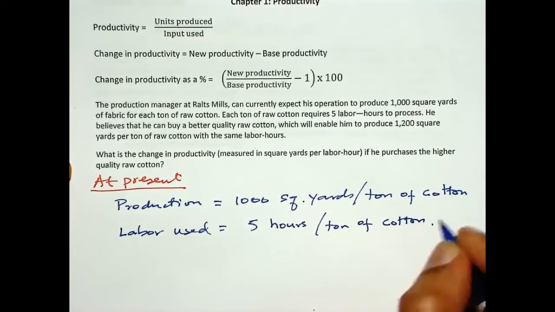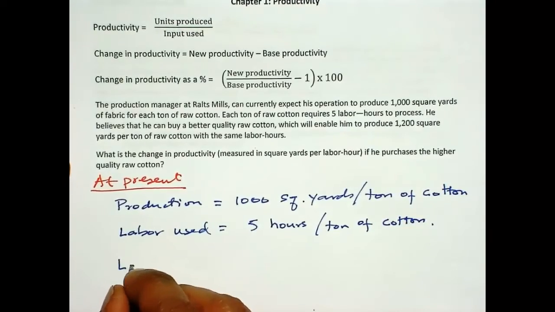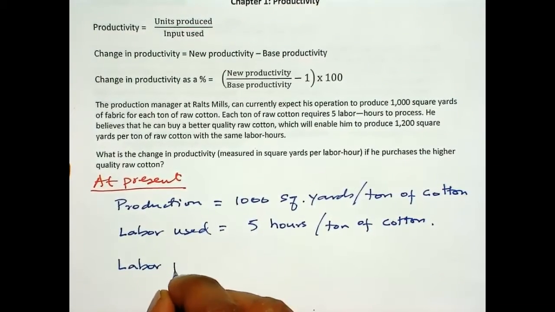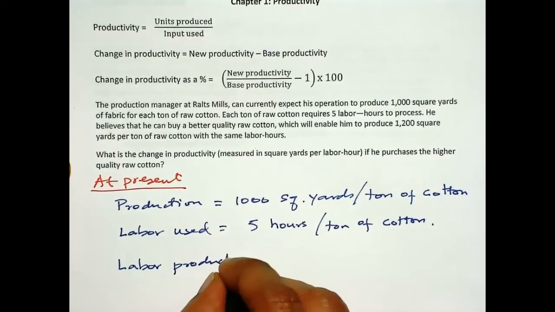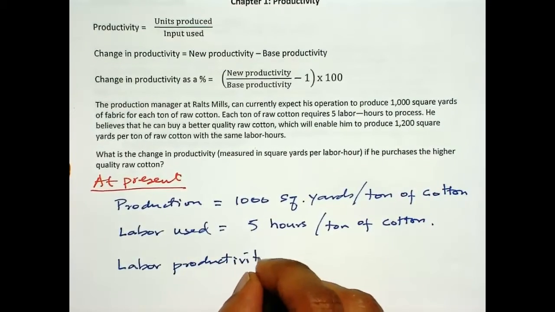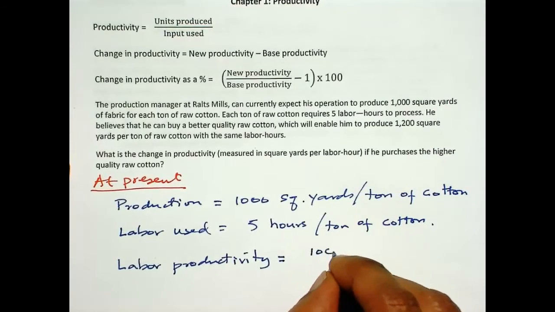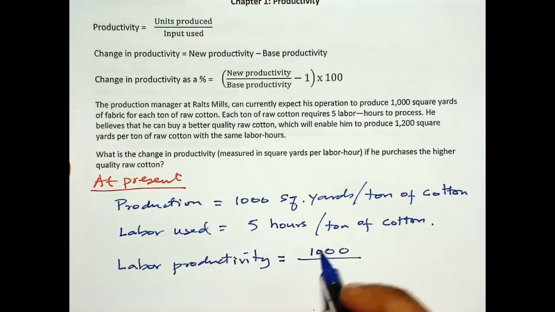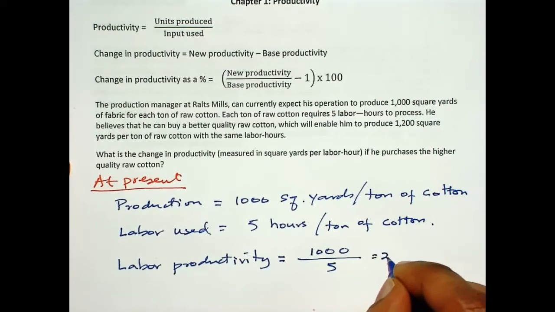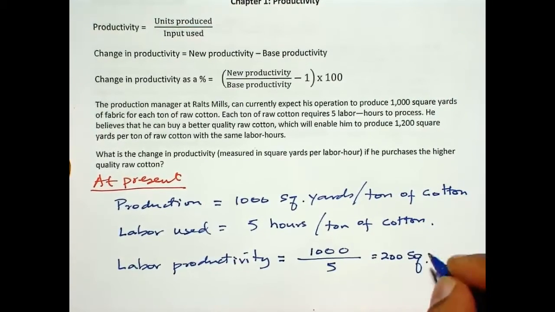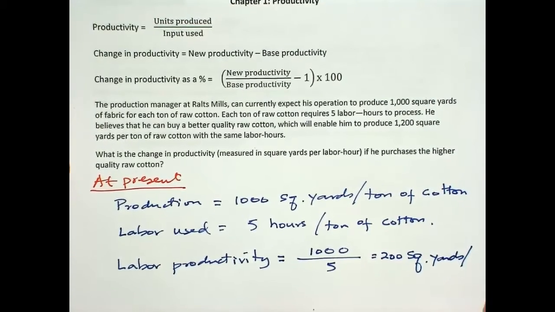Then labor productivity is output, which is 1,000 square yards, divided by the labor used, which is 5. So that is 200 square yards per hour.